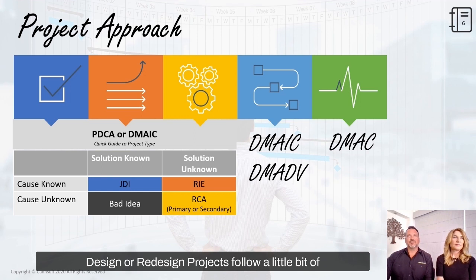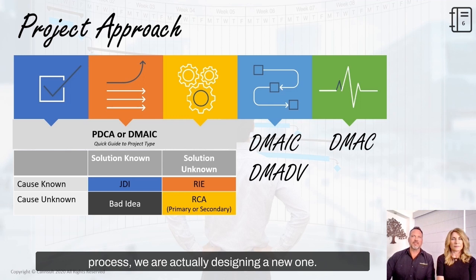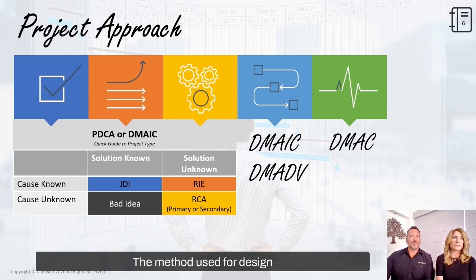Design or redesign projects follow a little bit of a different path because instead of improving an existing process, we are actually designing a new one. The method used for design projects is pronounced duh-may-ick. The acronym DMADV stands for Define, Measure, Analyze, Design, and Verify. So instead of improve, it's design. Instead of control, it's verify, to ensure that the new design actually accomplishes all the objectives.